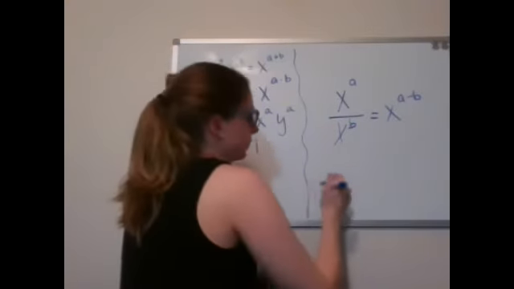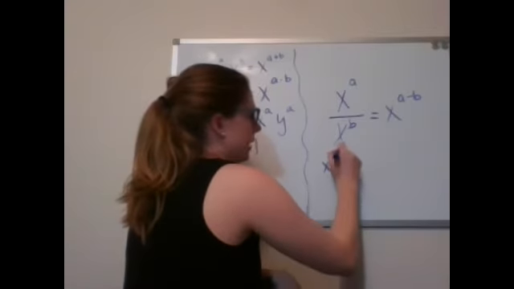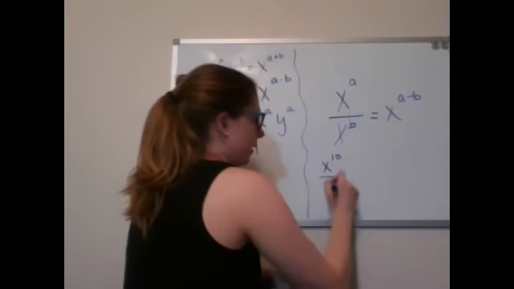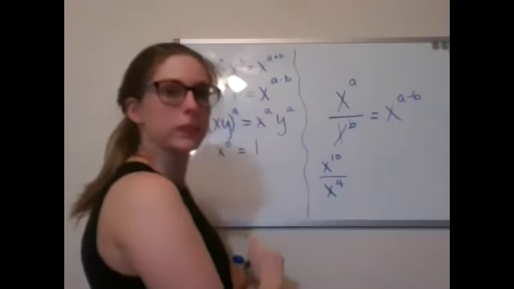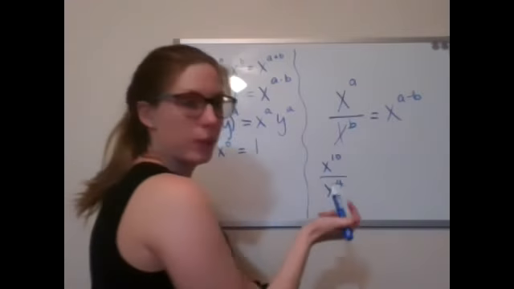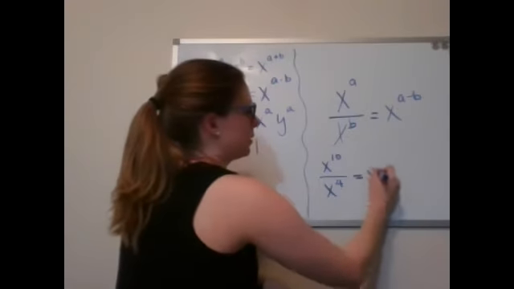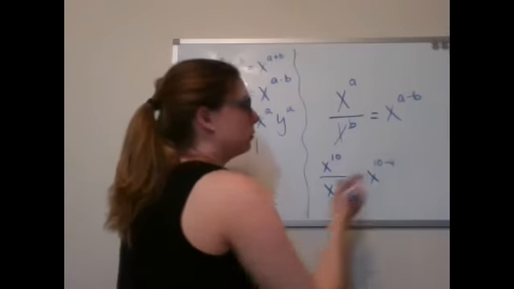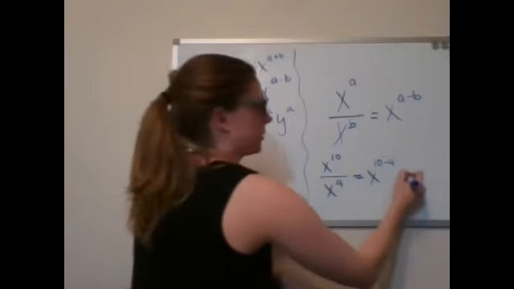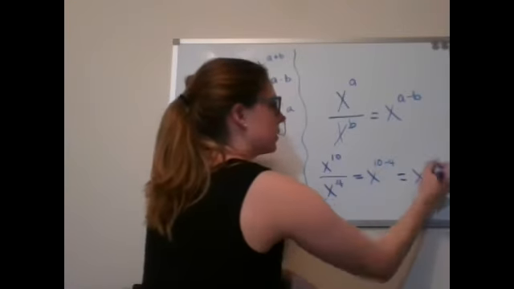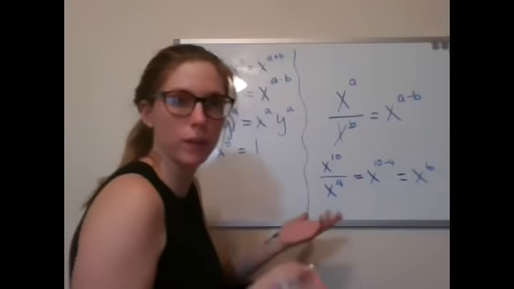For example, say I have x to the 10 divided by x to the 4. We can subtract our exponents, and so this would become x to the 10 minus 4. 10 minus 4 is 6. So this would be x to the 6th power. And that's as far as we can go because we don't know what x is.